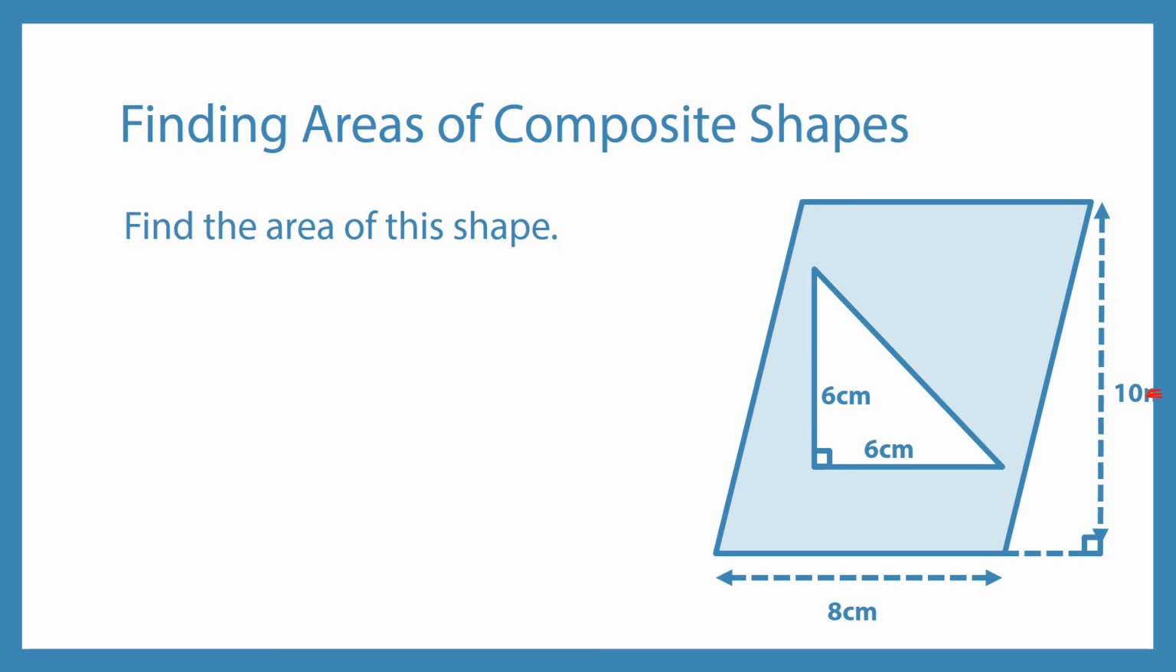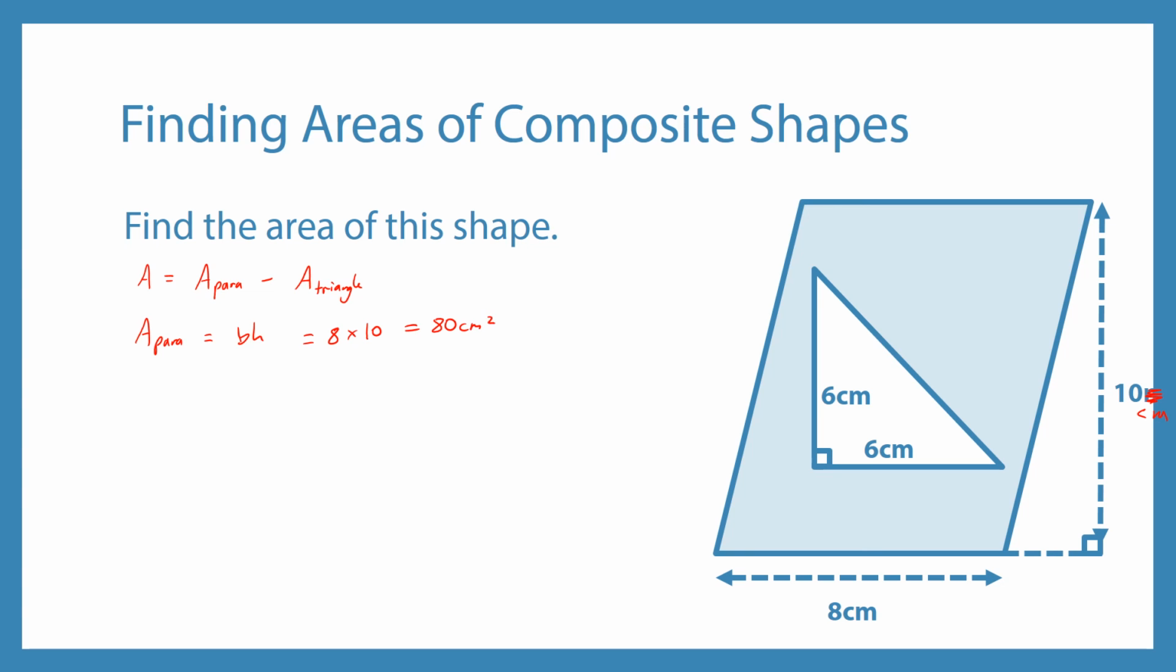Alright, now have a go at this one, and this should be centimeters. Okay, so here we have a parallelogram, and we're going to take the triangle away from it. So the area is the area of the parallelogram minus the area of the triangle. The area of the parallelogram is going to be base times perpendicular height, which is 8 times 10, so 80 square centimeters.